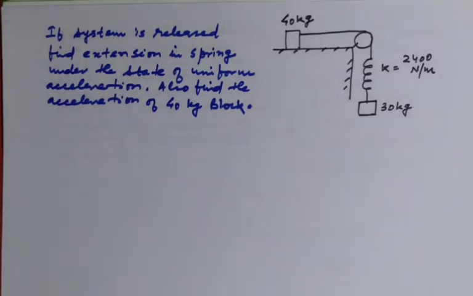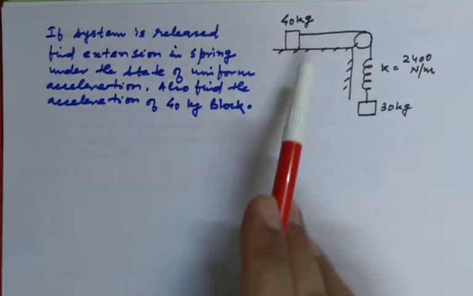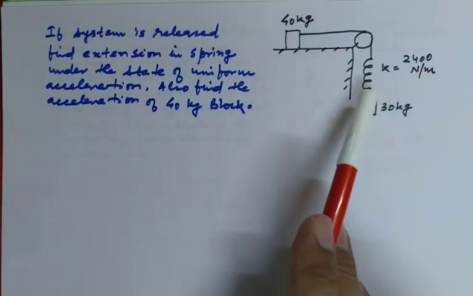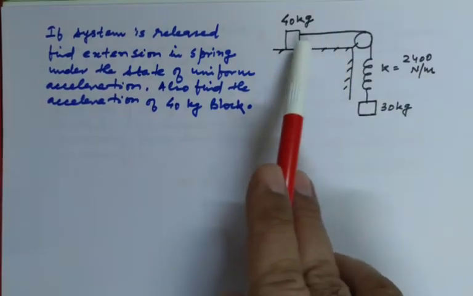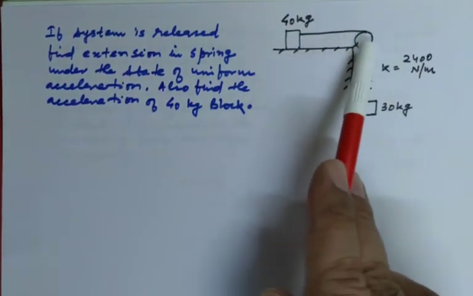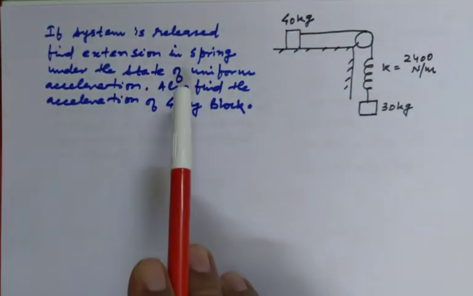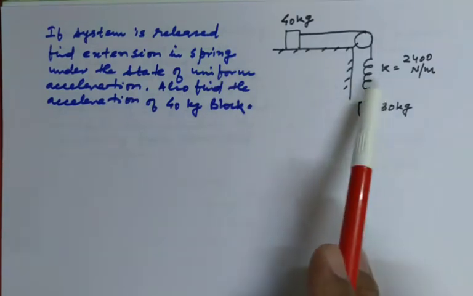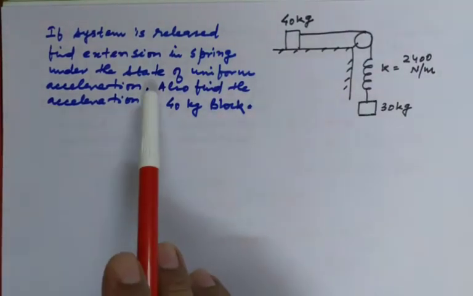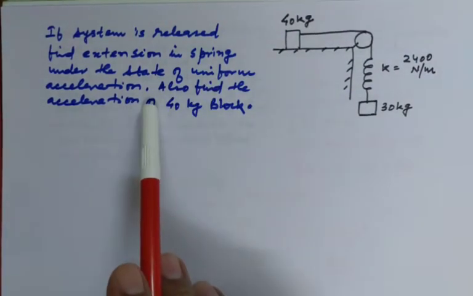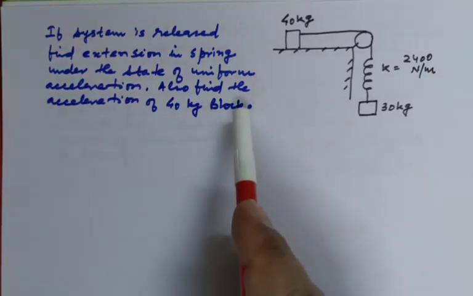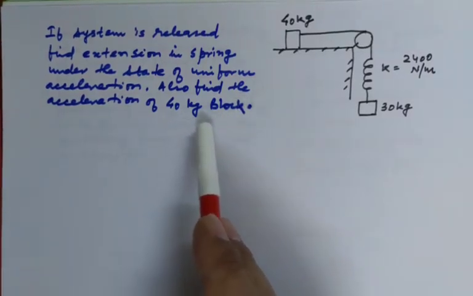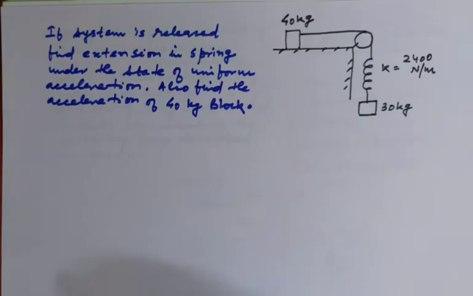Here in this question, there are two blocks connected with a string, and the string is resting on a pulley. It is said that when the system is released, find out the extension in the spring under the state of uniform acceleration. Also, find the acceleration of the 40 kg block.